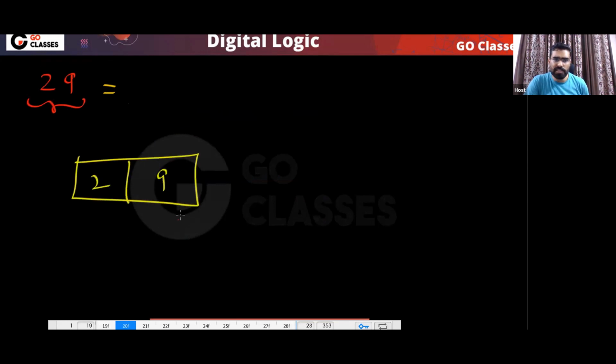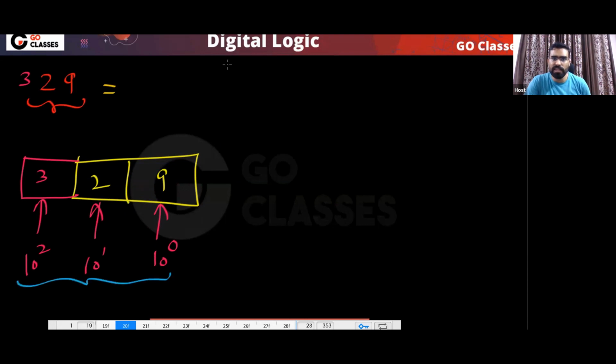In this decimal system, every position has a weight. This position has weight 10 power 0. This position has weight 10 power 1. And if you have a next position, then that next position will have weight 10 power 2. Okay. From where is this weight coming? Can anyone tell me from where this weight is coming?